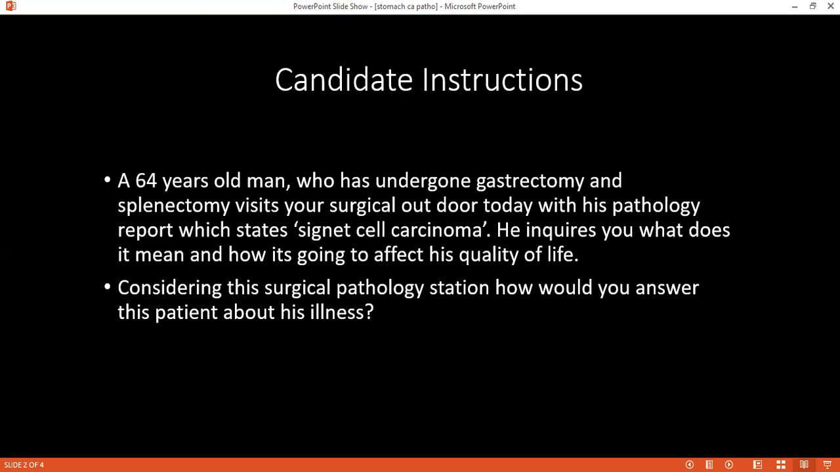Sometimes carcinoma of the stomach presents with paraneoplastic conditions. Can you name a few which are associated with it? Yes, it presents with acanthosis nigricans, and then dermatomyositis. It can also present with hyperglycemia.